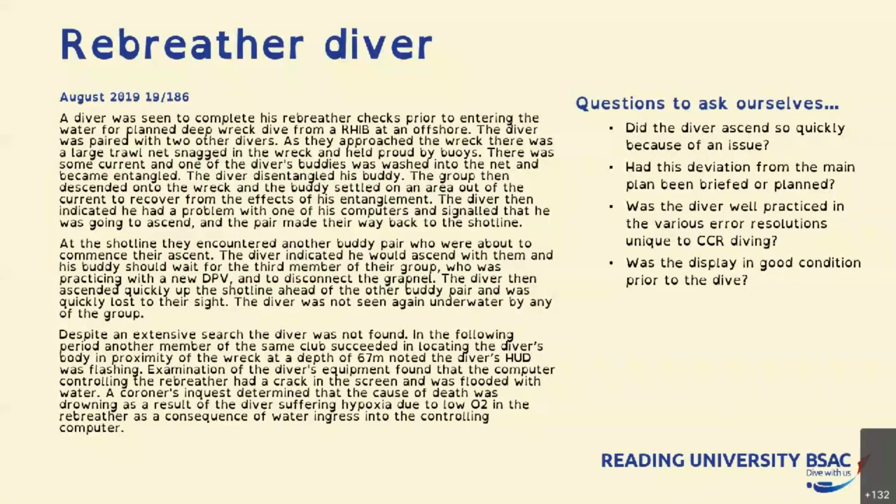And was the display in good condition prior to the dive? Now, there's no information to make a judgment on that in the report. It could be that the display got cracked in the process of untangling the divers from the trawler net, or it could be that there was a small hairline crack that wasn't observed. But one thing that I would take away from that is that before entering the water, I'll try and do a very clear check on any computer screens or display screens of the equipment that I've got to see if I can see any hairline cracks or anything like that.